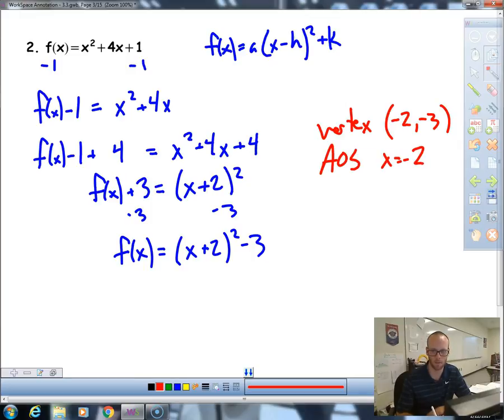The axis of symmetry is going to be the x coordinate of our vertex. x equals -2. And does this open up or down? Well, our A here is a +1. There's been no reflection. This opens up.